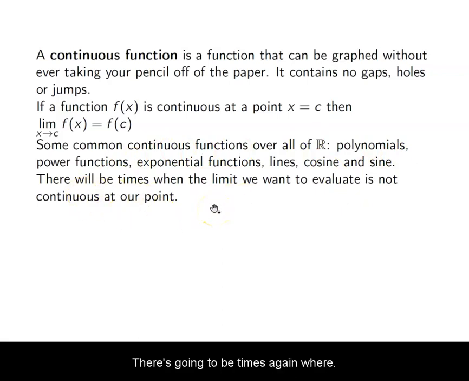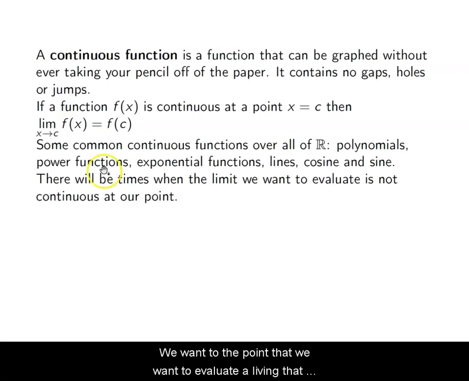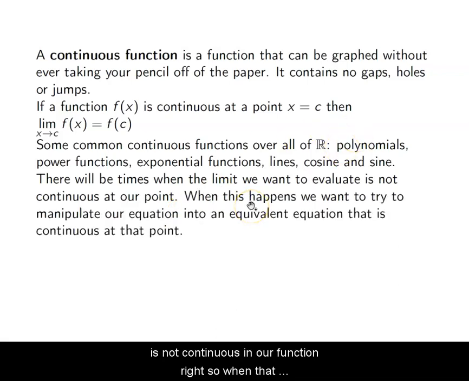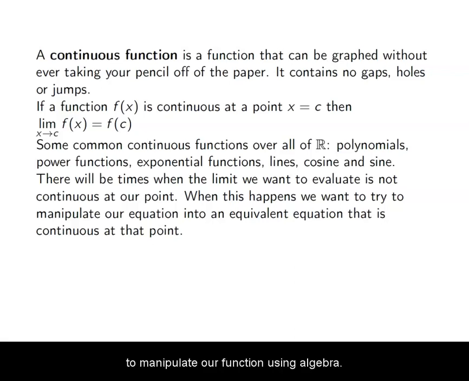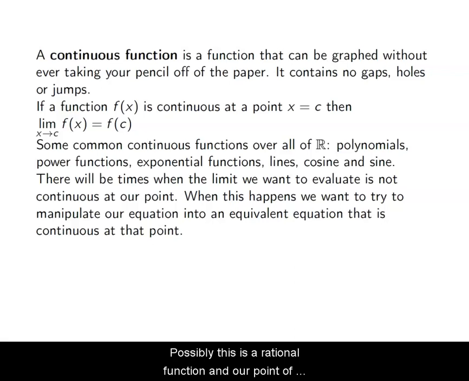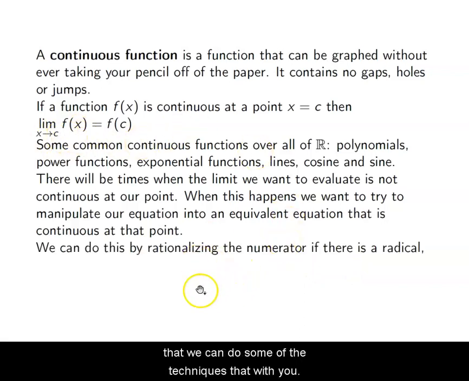There's going to be times, again, where the point that we want to evaluate our limit at is not continuous in our function, right? So when that happens, the easiest way to deal with it is to manipulate our function using algebra, okay? Possibly this is a rational function, and our point of interest is a point that makes the denominator 0. Well, there's ways to move around that, okay? Maybe there's square roots that are showing up. Maybe my cosine function is 0 at this point in the denominator, right? So there's things that we can do, right?